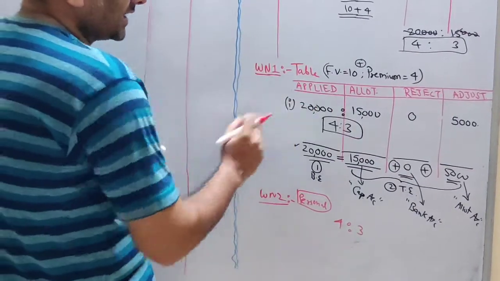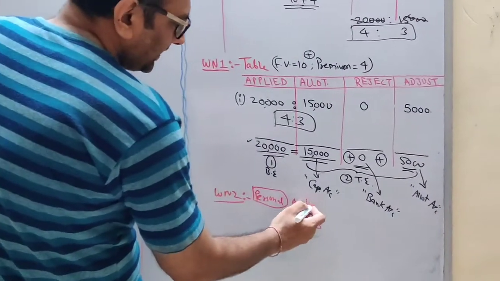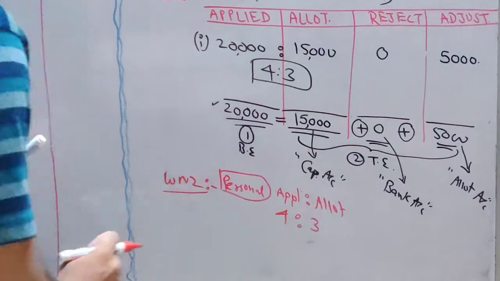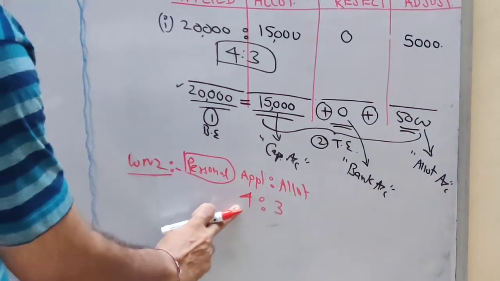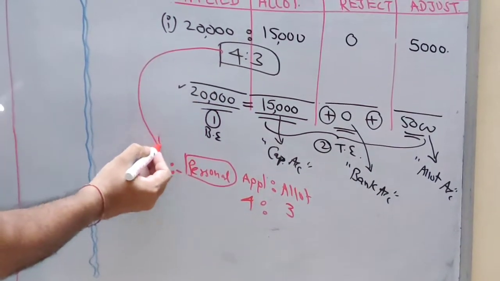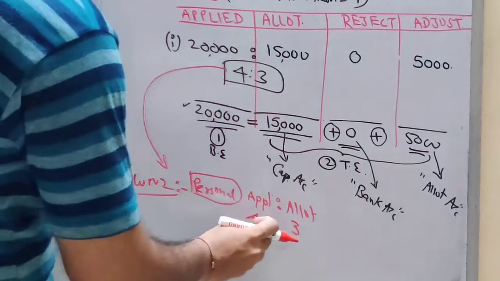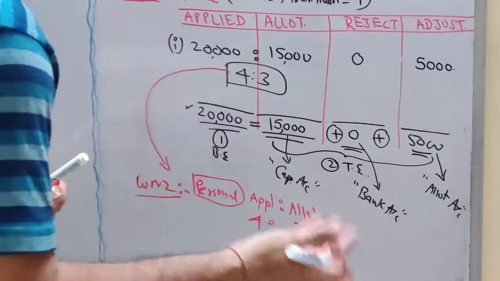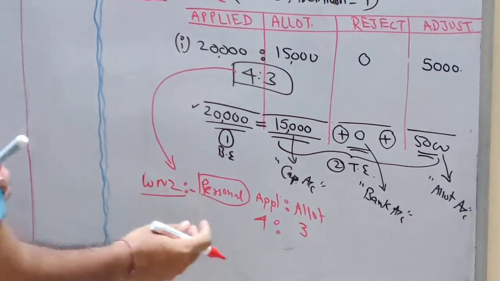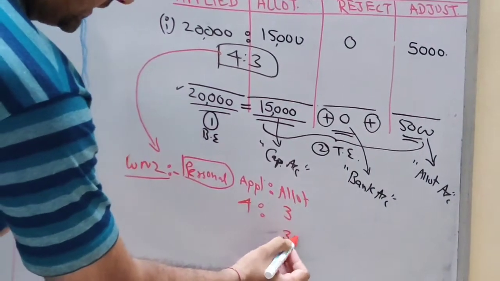4:3. What does this ratio mean? Those who have applied for 4 shares will be allotted 3 shares. This is how you will interpret this ratio. This is what it means. So I am using this ratio in my working note 2, in the personal working note. Clear? Now, what the question says is Ashutosh was allotted 300 shares. So we have allotted 300 shares. You will write below the allotment 300 shares.